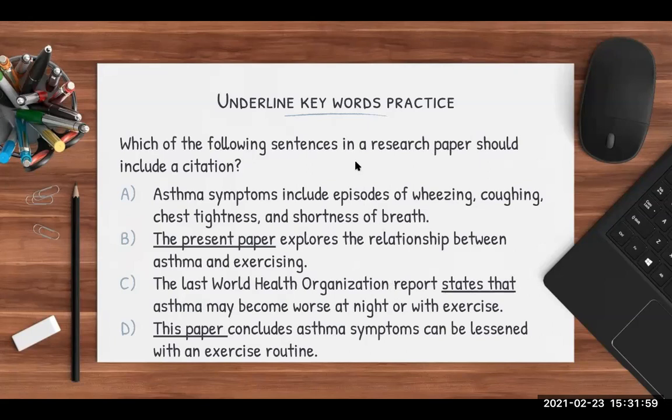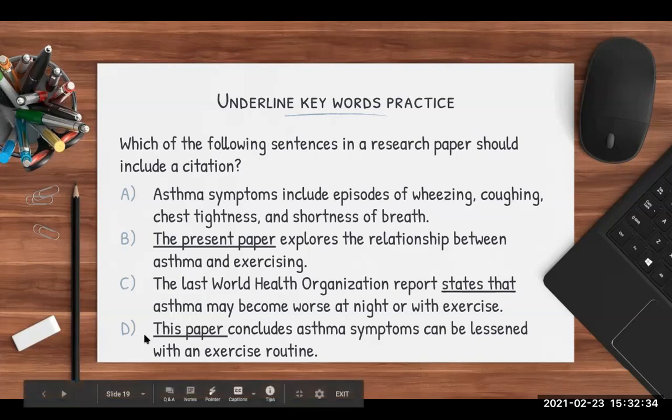And lastly, we've got underlining keywords practice. So which of the following sentences in a research paper should include a citation? So we've got A, asthma symptoms include episodes of wheezing, coughing, chest tightness, and shortness of breath. We've got B, the present paper explores the relationship between asthma and exercising. We've got C, the last World Health Organization report states that asthma may become worse at night or with exercise. And we've got D, this paper concludes asthma symptoms can be lessened with an exercise routine.